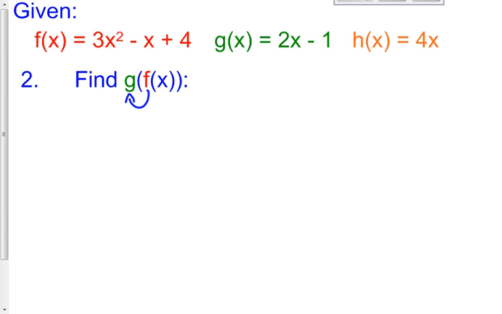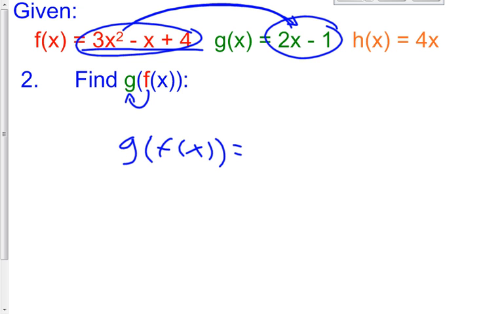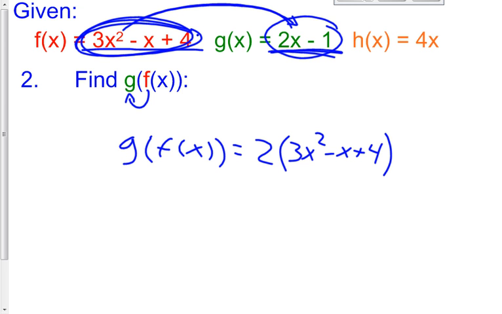So here's our g function. It's 2x minus 1. We're going to put f of x into that. So that goes in there. So every time you see an x, you're going to put in 3x squared minus x plus 4. So g of f of x equals, here's our g of x, so we're going to say it's 2 times x. And what does x equal now? It equals 3x squared minus x plus 4. So 2 times x, which we did, and then subtract 1.